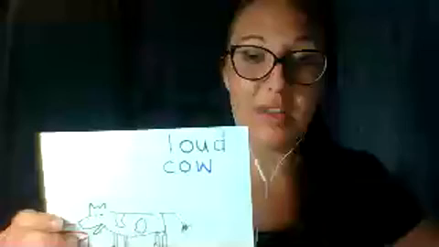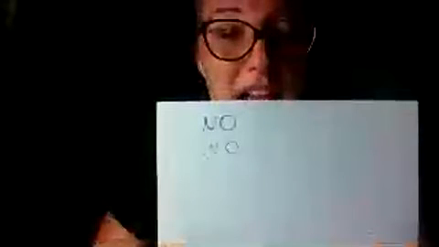Another vowel combo that comes up is the ow sound. Generally, OU and OW make the ow sound. There are exceptions, but most of the time, those two both say ow.